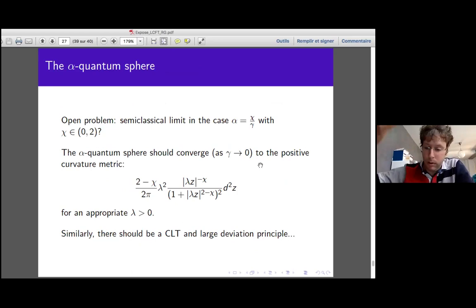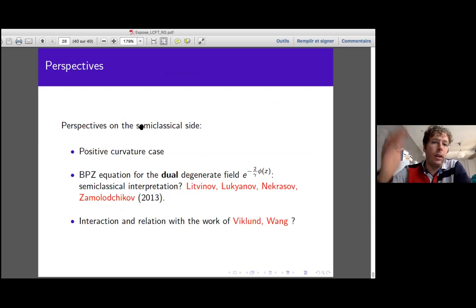I gave you a few open problems which were not treated in our work, and so I'm going to stop now by saying what's open: all these positive curvature cases, when the sum of the chi i's is smaller than 4. The semi-classical limit where you recover these positive curvature metrics has not been proved yet, as far as I know.